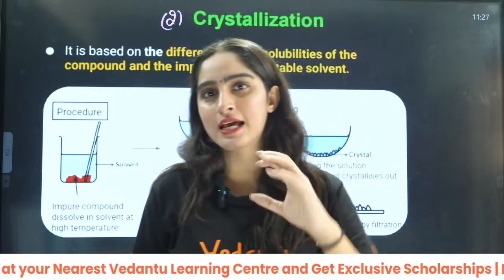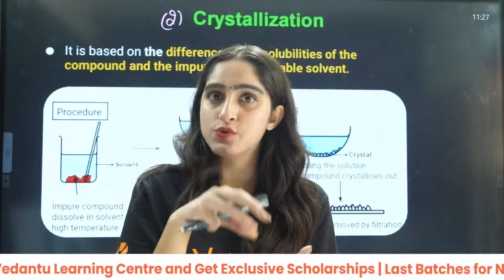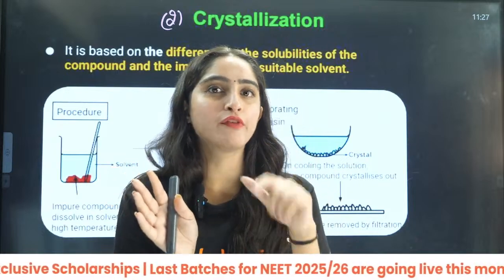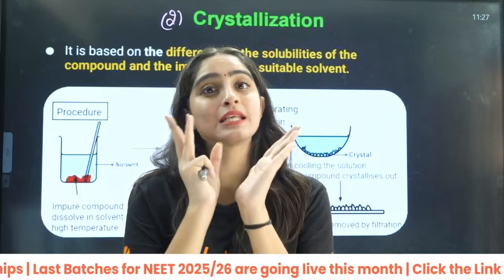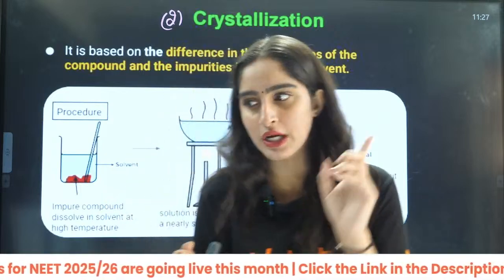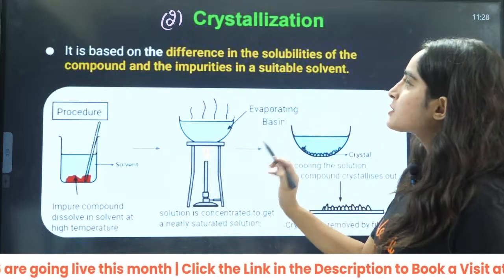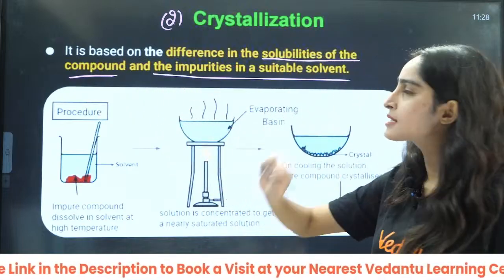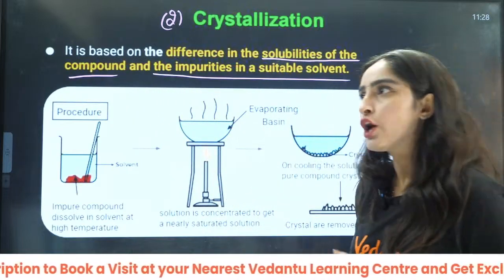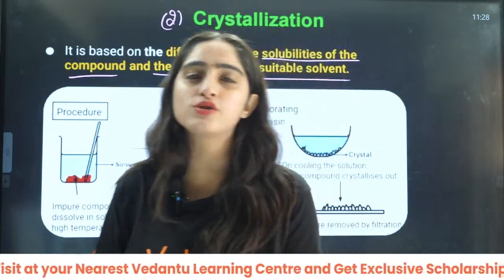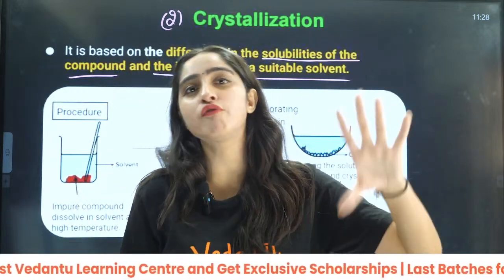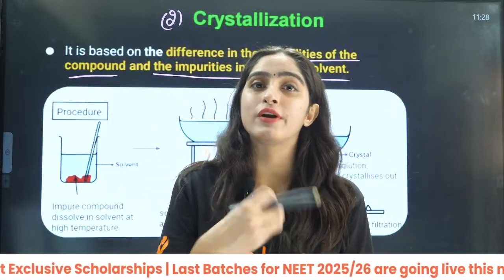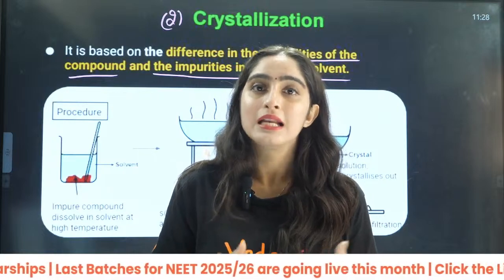So after crystallization, what will happen? The substance which is able to crystallize will form crystals and the impurities present in it will not form any crystal. So they will be separated out with the help of crystallization. Understood that? Now, it is based on the difference of solubilities of the compound and the impurities in a suitable solvent, right? You can have any solvent, but depending on the type of organic compound that you have, right? So depending on the different solubility, the more soluble it is, the fewer crystals it will form.